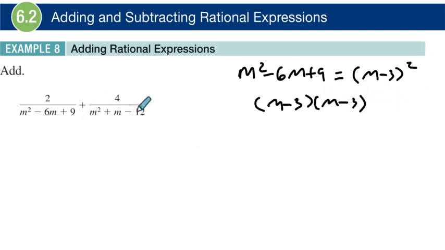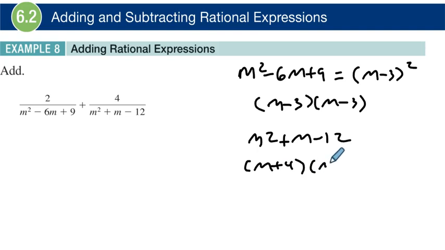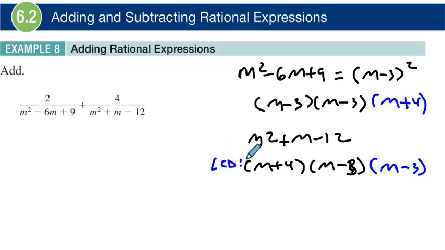The second one, m squared plus m minus 12, would be an m plus 4 and an m minus 3. Good, so these both have an m minus 3, but this one has two m minus 3s, which means we need to give this one more. Now this one has two m minus 3s, this one has two m minus 3s, but this one has an m plus 4, which means this one now needs an m plus 4. So that would be our lowest common denominator.